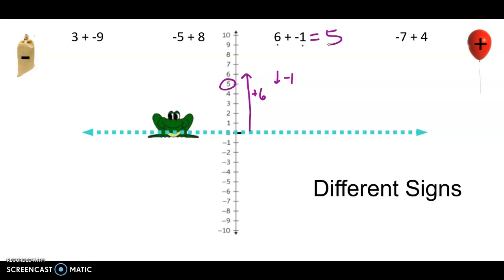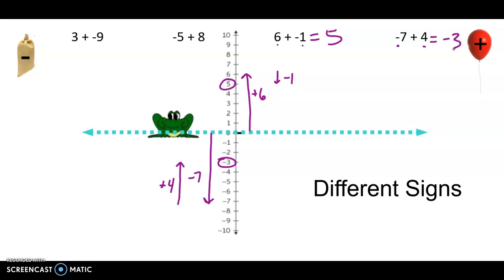All right, and then the last one, 7 sandbags, 4 balloons. Where will Mr. Frog end up? 7 sandbags and 4 balloons. We'll bring them back up. And I can see I'm at -3.